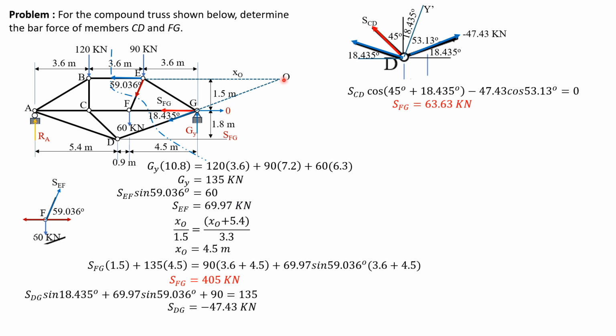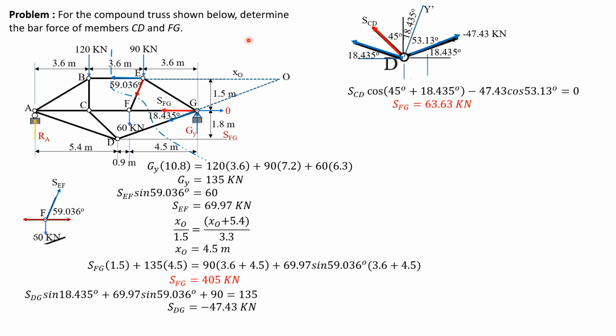We then apply similar triangles for this small triangle and this big triangle. So XO over 1.5 equals XO plus 5.4 over 1.8 plus 1.5, and 1.8 plus 1.5 is 3.3. Solving for XO, XO is 4.5 meters. So having found XO, we then sum up moments about O considering the forces to the right of this section.